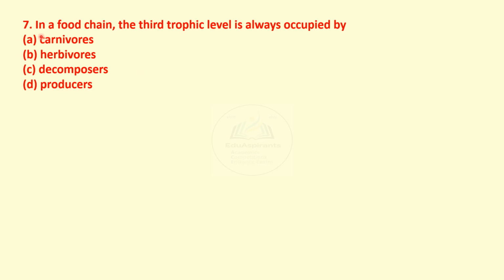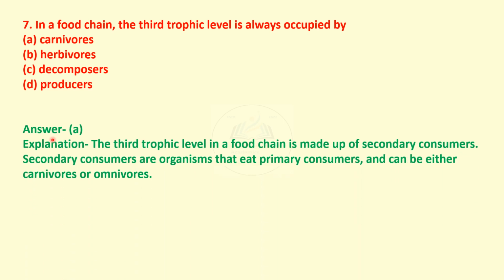7. In a food chain, the third trophic level is always occupied by carnivores, herbivores, decomposers, or producers. Mark your choice. Let us see the correct answer. Answer is A. And why?